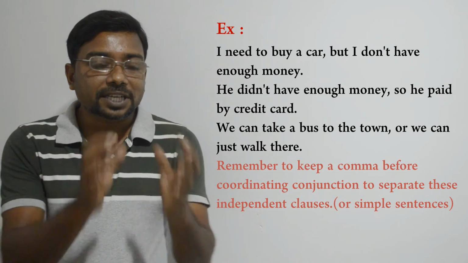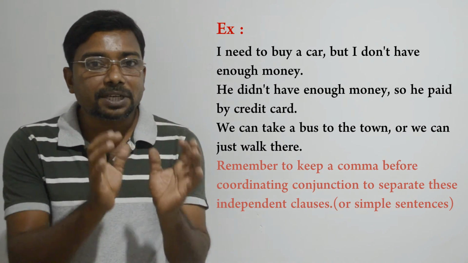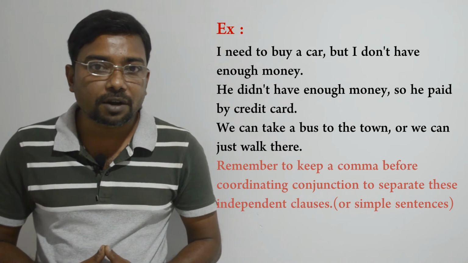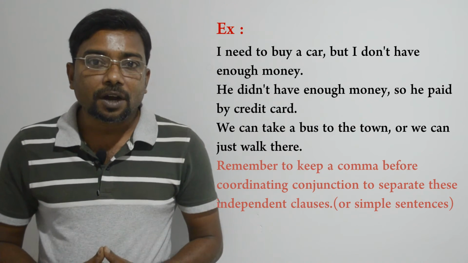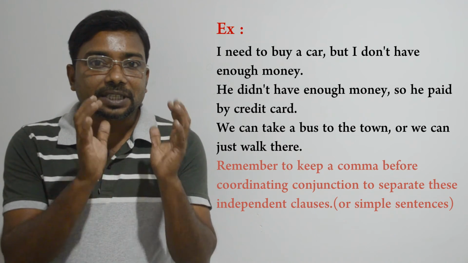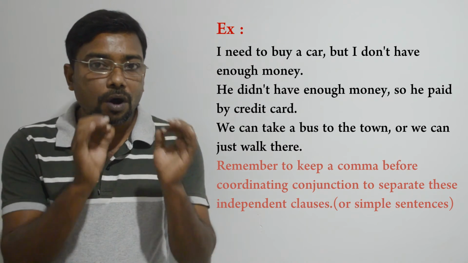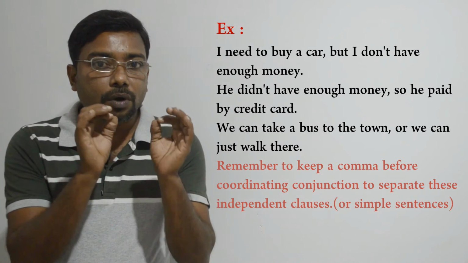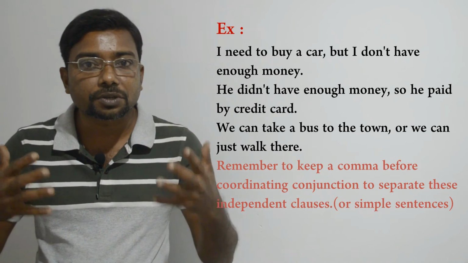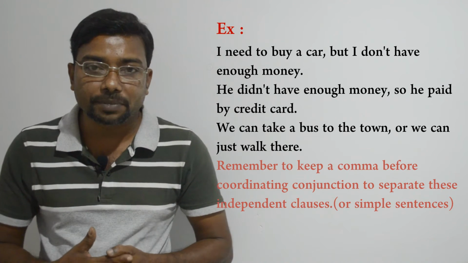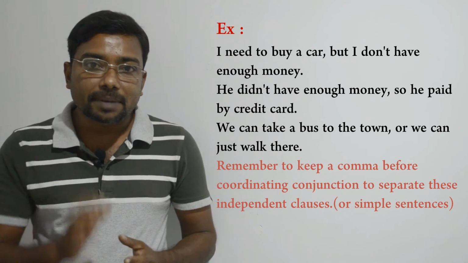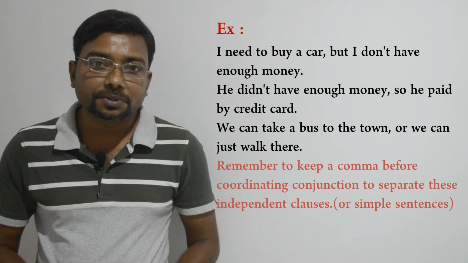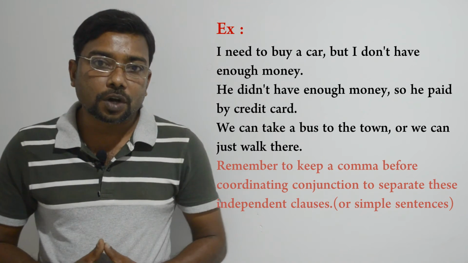Okay, when we look at these examples, it's very clear that every example includes two independent clauses, and also we used a coordinating conjunction to link them together. Okay, remember, a compound sentence includes two or more independent clauses or two or more simple sentences, so we use a coordinating conjunction to connect them together. Okay, one thing you should remember, keep a comma before the coordinating conjunction to separate these two clauses.